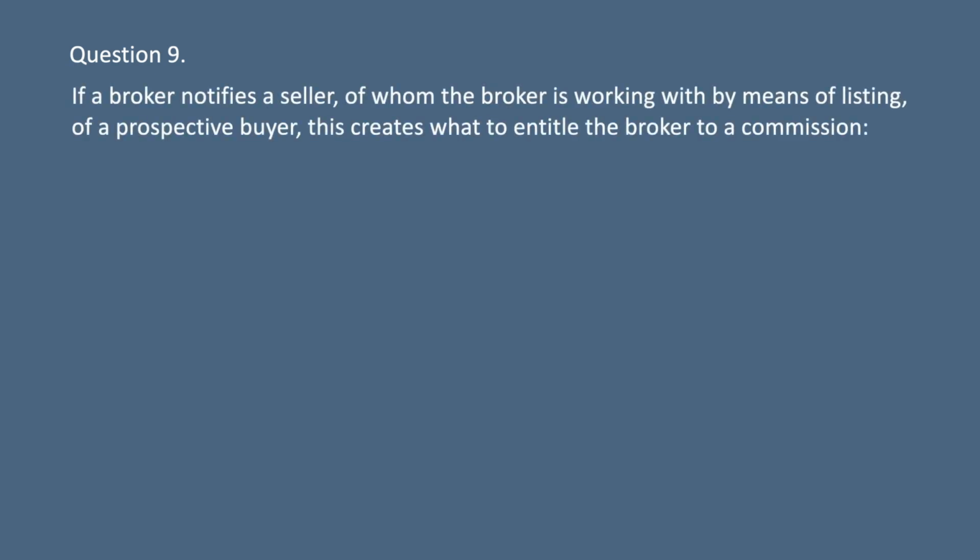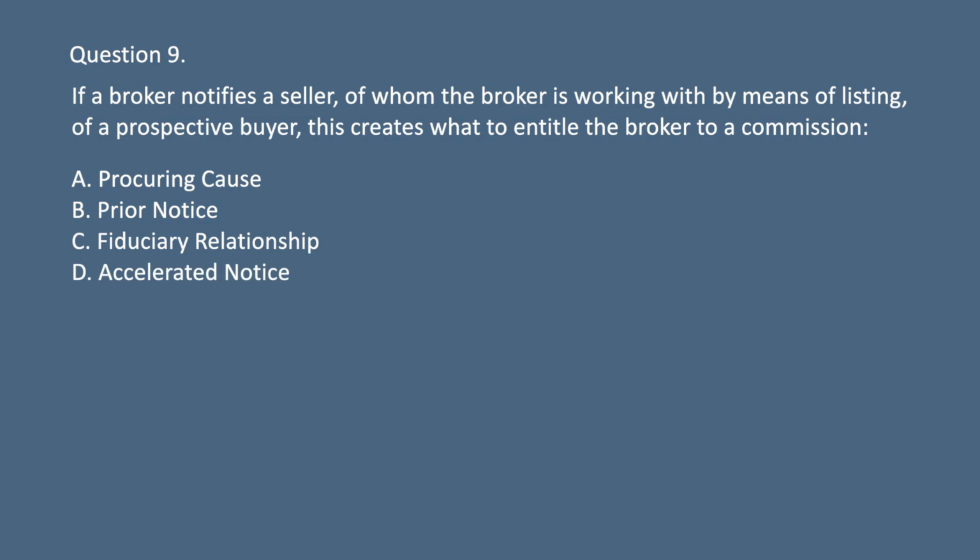Question 9. If a broker notifies a seller, of whom the broker is working with by means of listing, of a prospective buyer, this creates what to entitle the broker to a commission? A. Procuring cause. B. Prior notice. C. Fiduciary relationship. D. Accelerated notice.